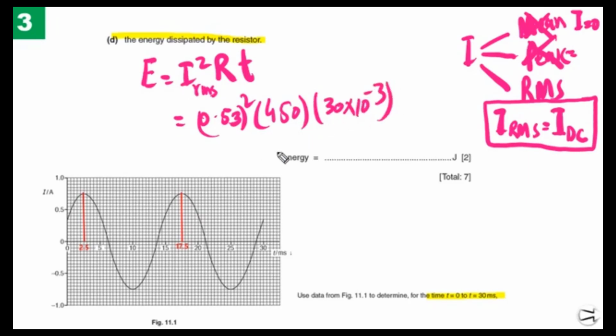So we just need to simplify this and we will get our final answer. In this case, the final value of energy is equal to 3.8 joules. So this is our final answer. The concept you need to understand from here is that IRMS you need to use when you need to calculate the power or energy dissipated by a resistor.